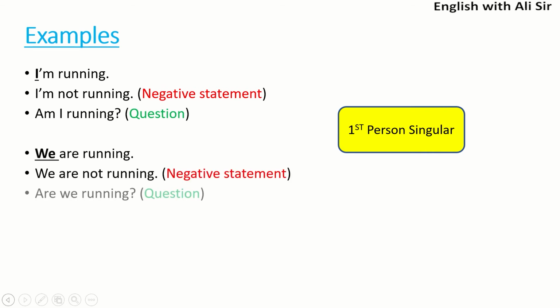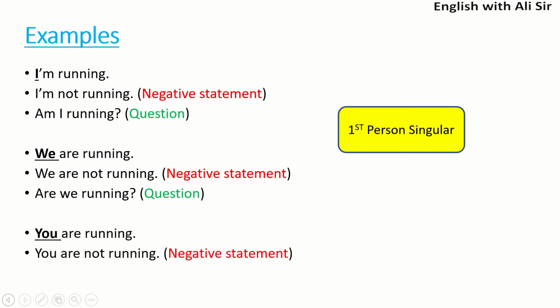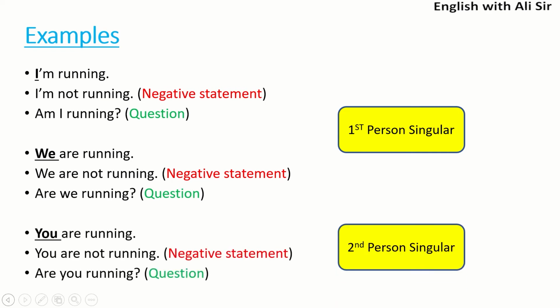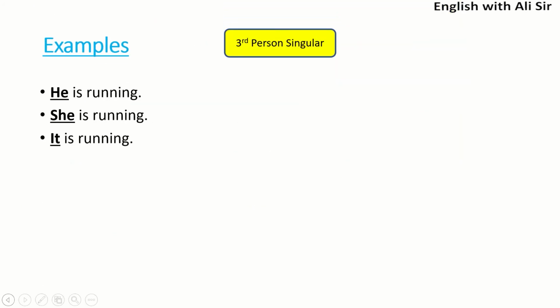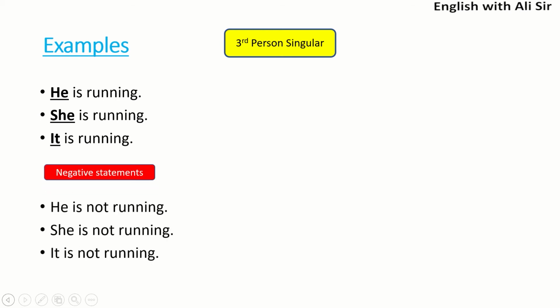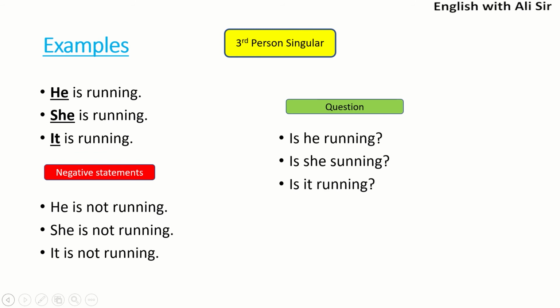For second person, we can say you are running, you are not running, or you're running. Third person singular can be he, she, it. For example, he is running, she is running, it is running. For negative statement, we can convert it into he is not running, she is not running, it is not running. For question, we can say is he running, is she running, is it running.